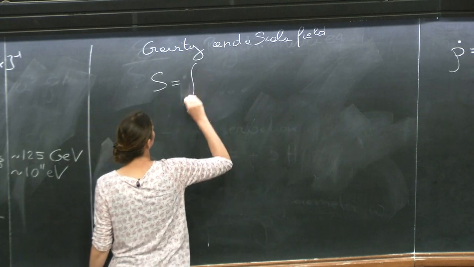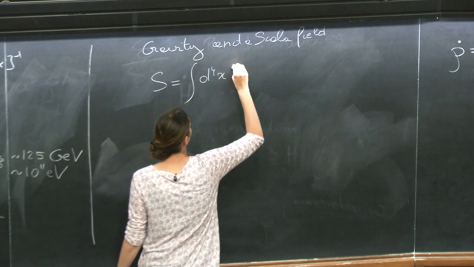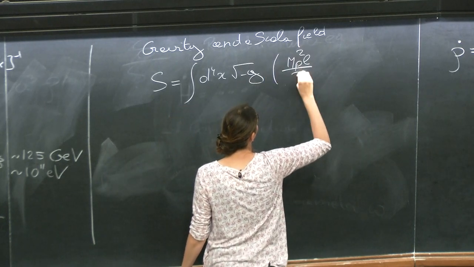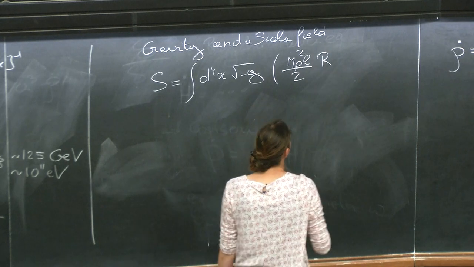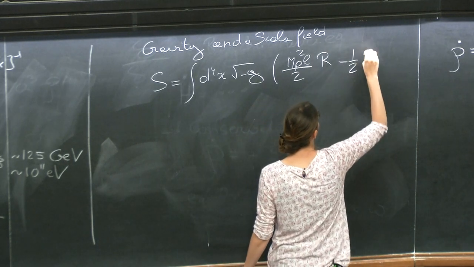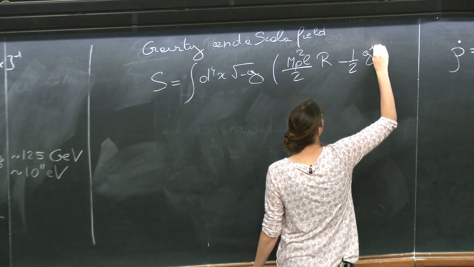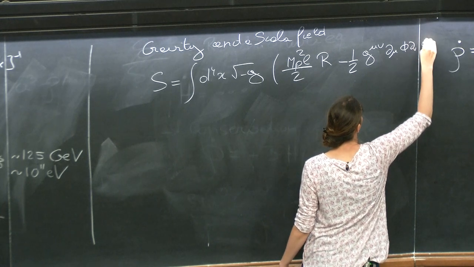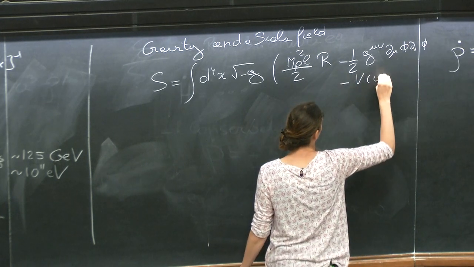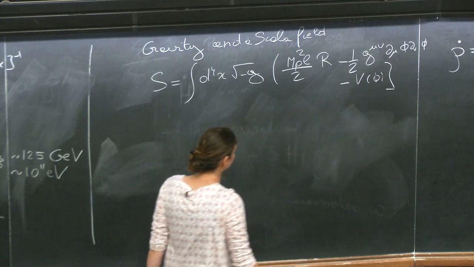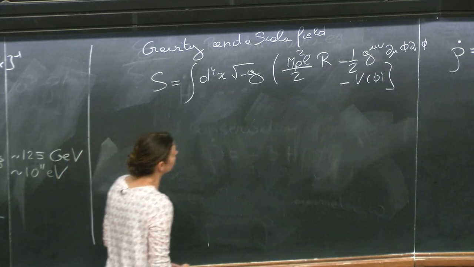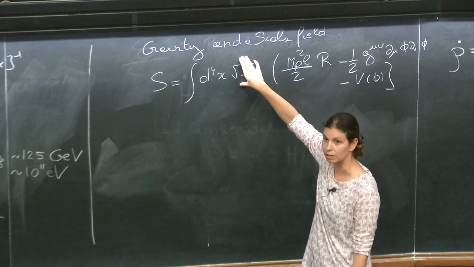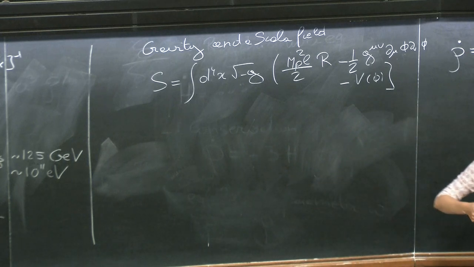So let's imagine you have your action for GR, which is M Planck squared over 2 times the scalar curvature. And then you put a scalar field, minus a half, this is the inverse metric, d mu phi, d nu phi for your scalar field, minus V of phi. So this scalar field couples to gravity. It sees gravity through this factor here and through this factor there. So there's an interaction between gravity and your scalar field.